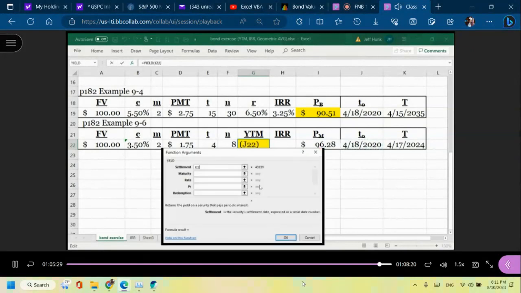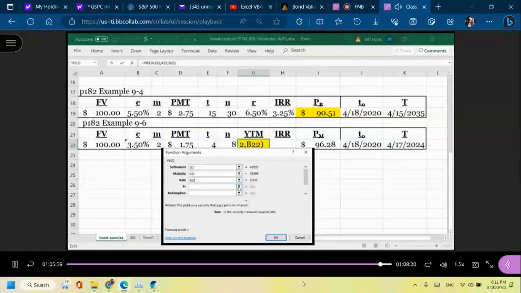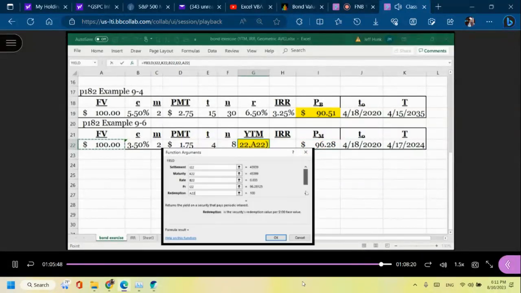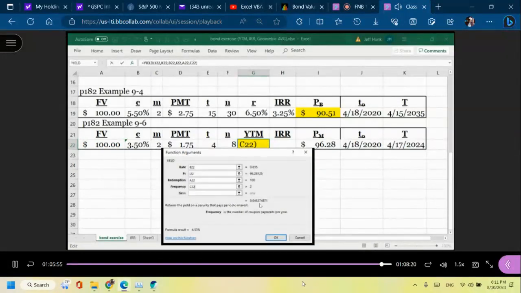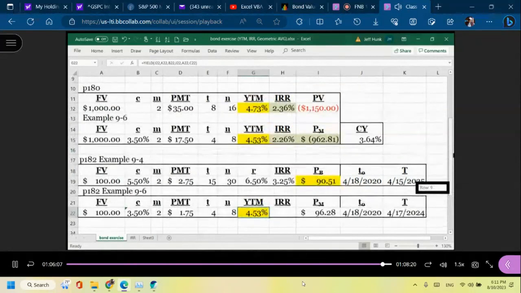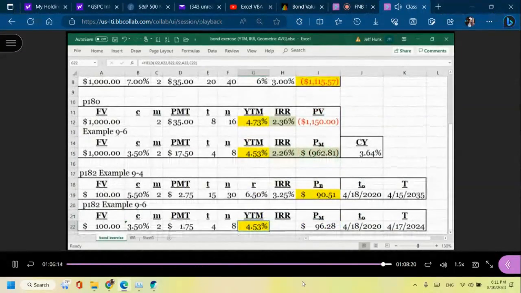Settlement. This is the settlement date. Maturity. This is the maturity date. Coupon rate, and then this is price, right? Current market price. Redemption. Okay. Frequency. Very well. I already gave you something here. Okay, 4.53%, right? So actually, this example is replicated, the same example replicated from above.